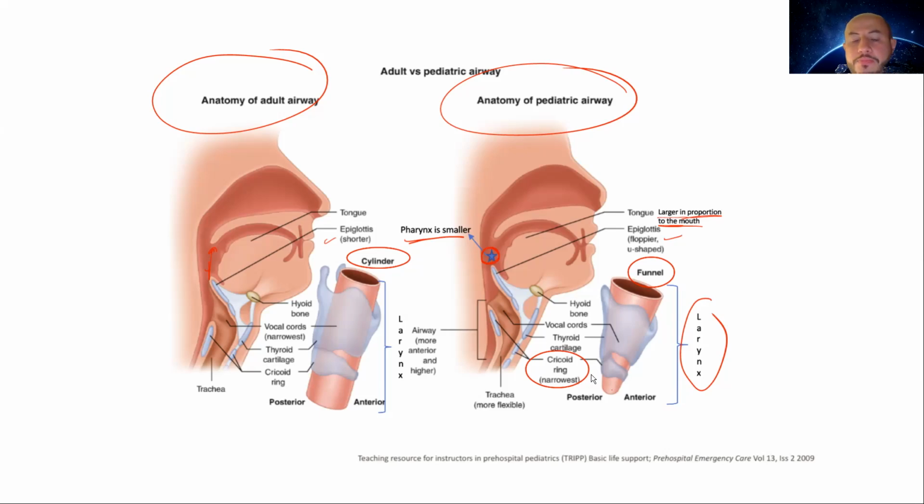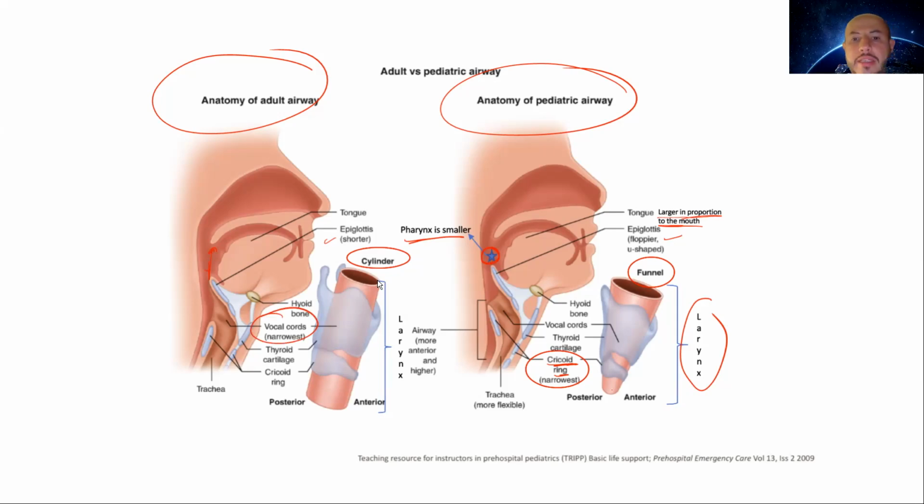That's why stenosis occurs at the subglottic area, because this is the narrowest part of the airway. Where exactly? At the cricoid ring. This is the narrowest part. Compared with the adult, it is more cylindrical in shape, a longer tube. The vocal cord is the narrowest part in the adult.